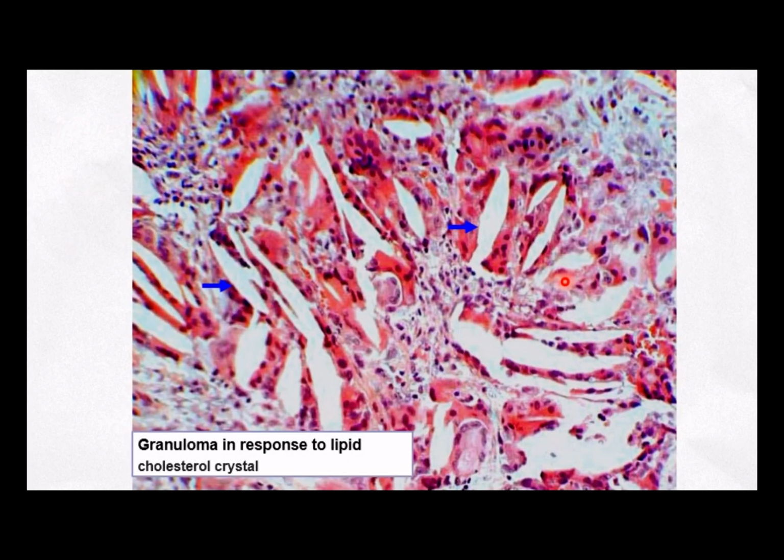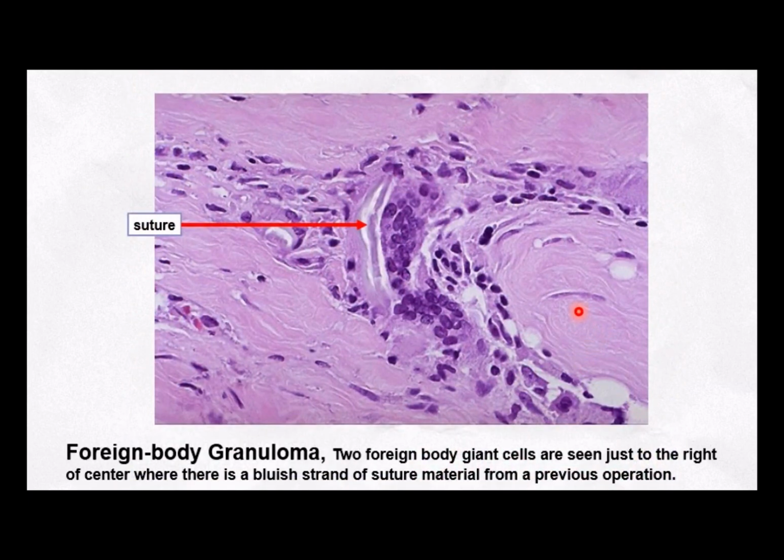This picture shows a granuloma in response to lipid cholesterol crystals. Here we can see many cholesterol crystals. This picture shows a foreign body granuloma caused by sutures. Two foreign body giant cells are seen just to the right of center, where there is a bluish strand of suture material from the previous operation.